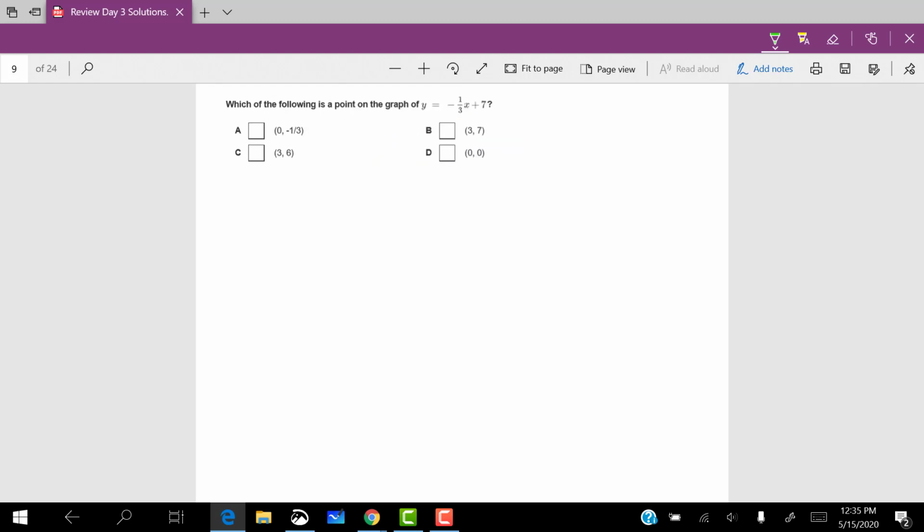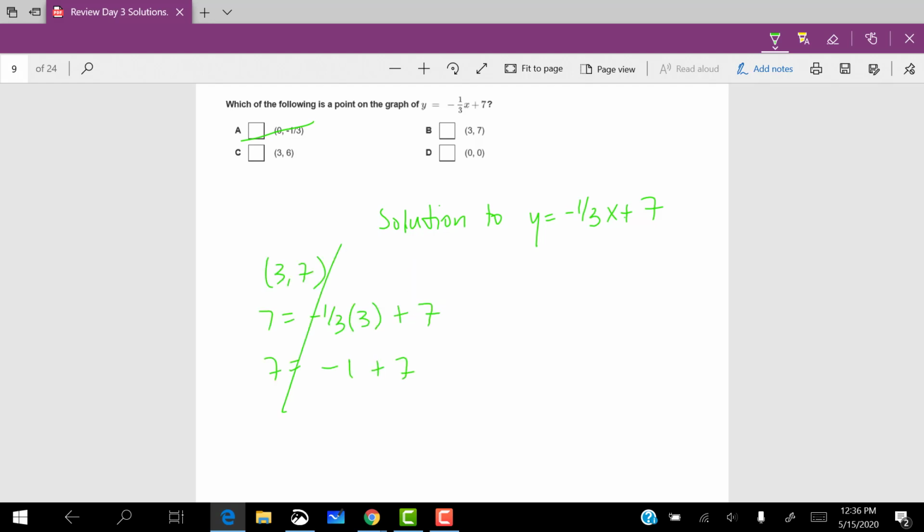A point on this graph. So if it's a point, then it must be a solution, and that means it has to make the equation true. So if I plug in 0 for x, I don't get out 1/3 for y, so that does not work. If I plug in 3 for x, let's see if I get out 7. All right, that definitely does not work. Let's try 3, 6, and that does work. 0, 0, I can tell wouldn't work.